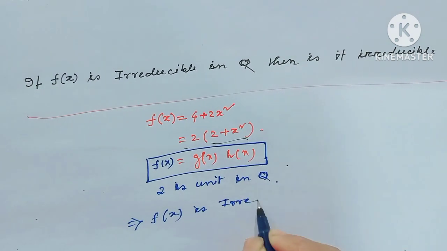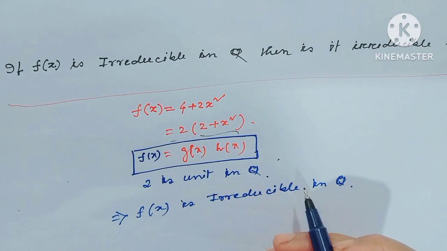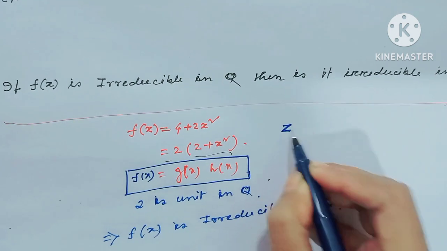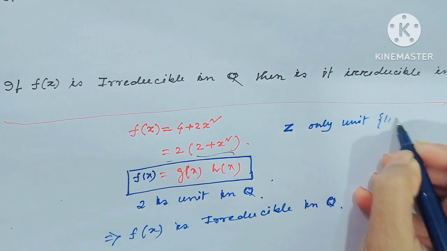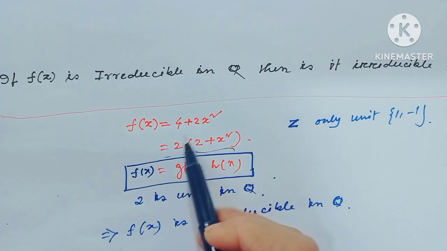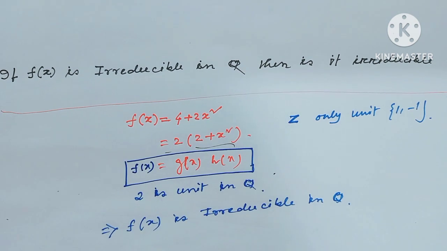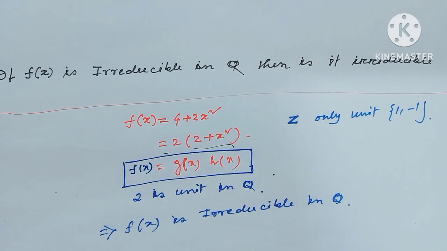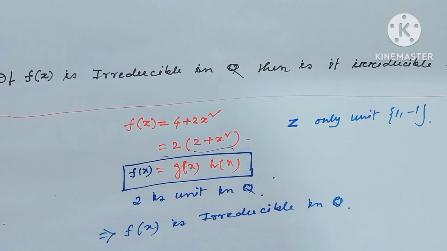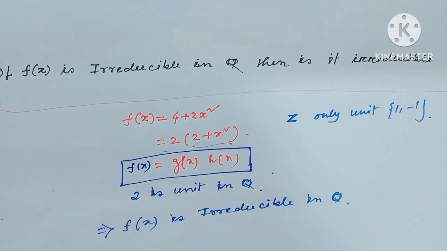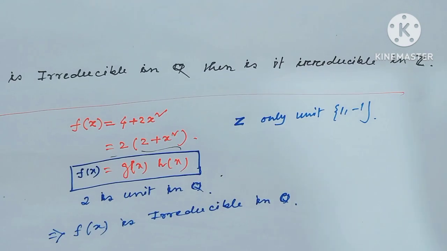And since 2 is a unit in Q, that implies f(x) is irreducible in Q. We all know in Z the only units are 1 and minus 1. In Z, this polynomial is not irreducible, only irreducible in Q. I hope all my viewers have understood. That means if f(x) is irreducible in Q, that does not always imply it is irreducible in the integers.